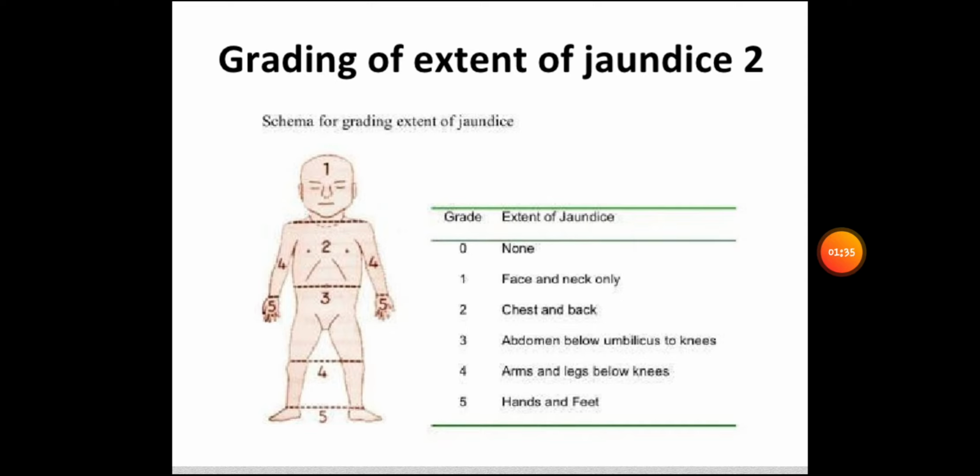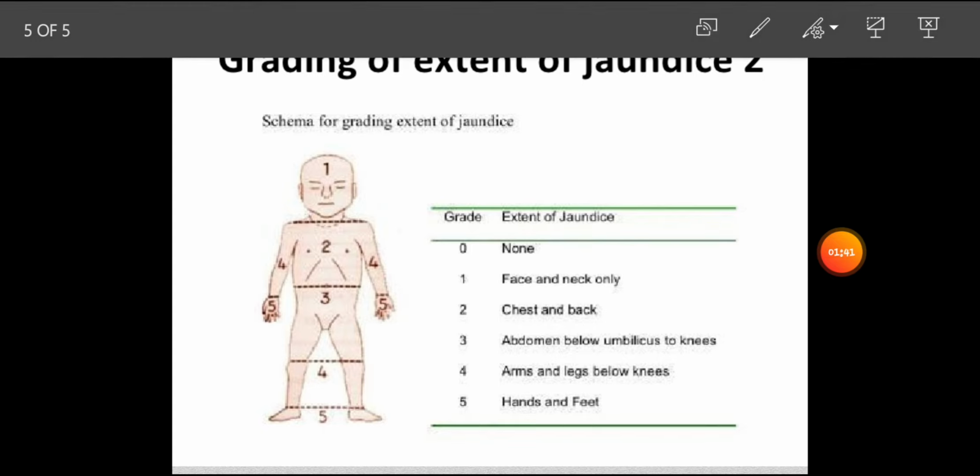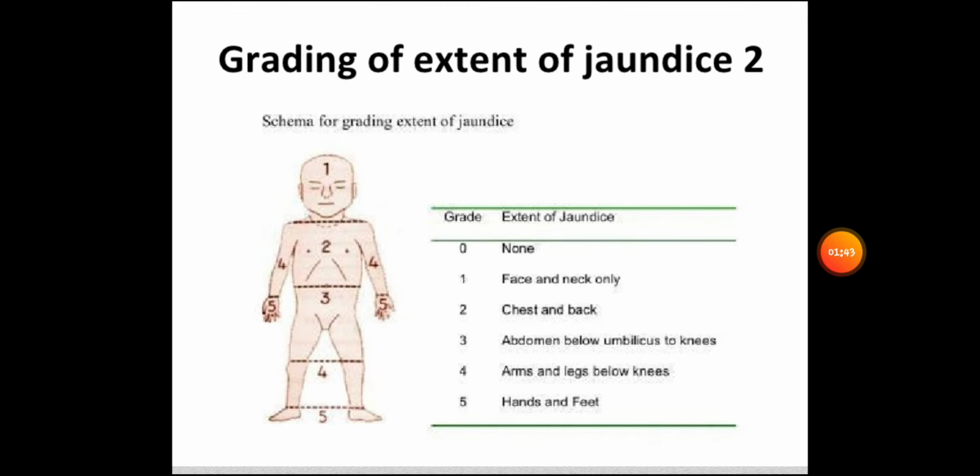So grade 0 is none, grade 1 affects the face and neck only, and then the bilirubin levels were 4 to 6 milligrams per deciliter. Chest and back, which is grade 2, is 6 to 8 milligrams per deciliter. Then abdomen below the umbilicus to the knees is 8 to 12 milligrams per deciliter.